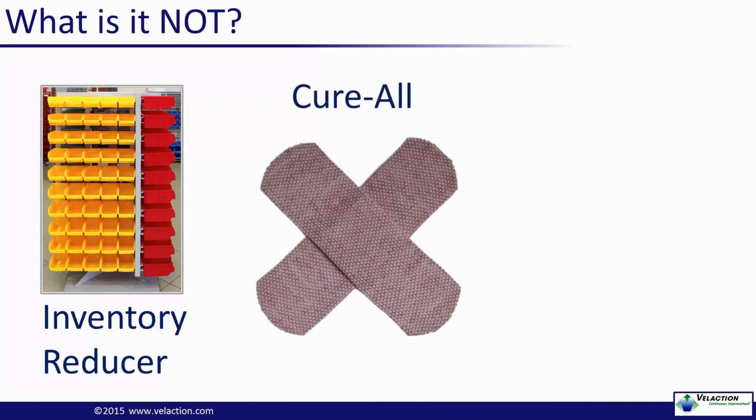The second misconception is that a Kanban is a cure-all for inventory problems. Kanban does not make suppliers perform better. They do not raise the quality of the part. And they do not make people follow the proper process. In fact, Kanban is something of the opposite of a cure-all. It makes problems very apparent and forces you to address them. The bottom line is that for a Kanban system to be effective, it must have good supporting processes in place.